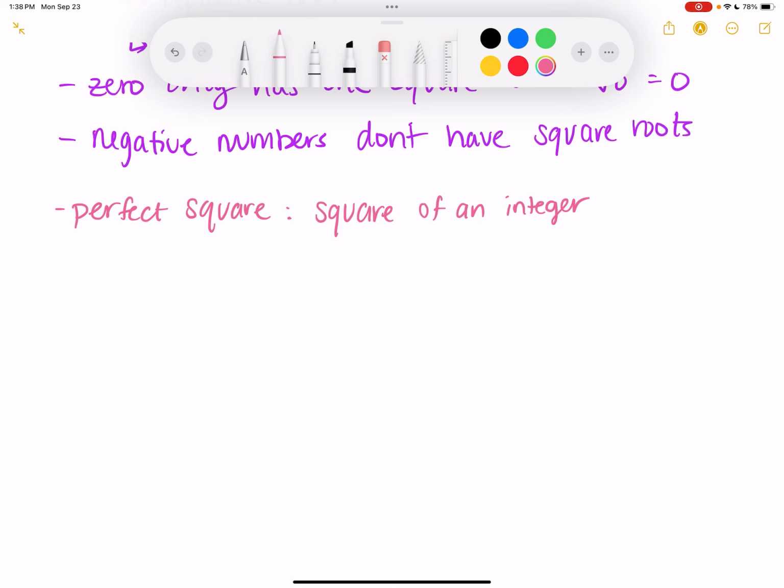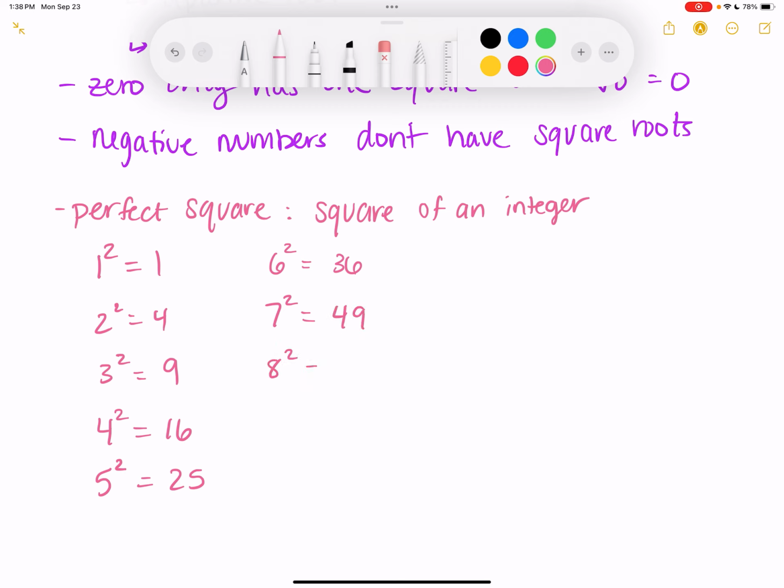What is 1 squared? 1. What's 2 squared? 4. 3 squared? 9. 4 squared? 16. 5 squared? 25. 6 squared? 36. 7 squared? 49. 8 squared? 64. 9 squared? 81. 10 squared? 100. 11 squared? 121. 12 squared? 144. 13 squared? 169. 14 squared? 196.